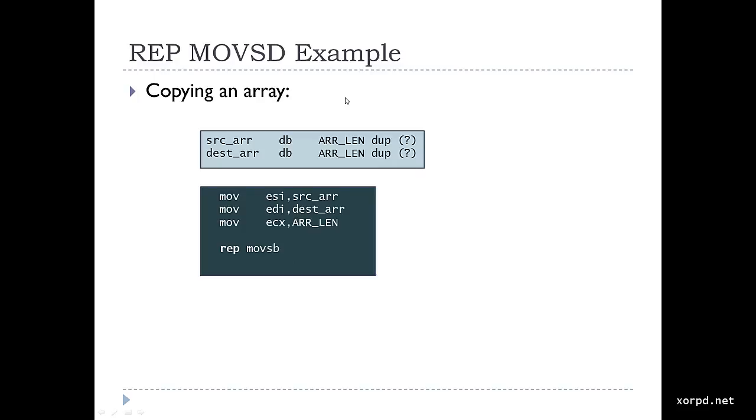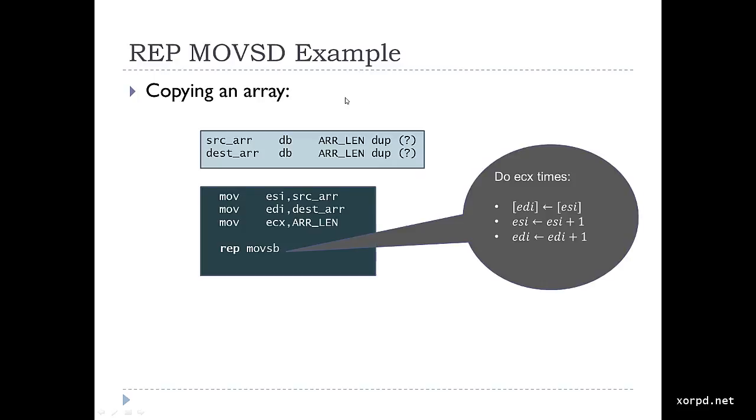Let's recall what is going to happen. We actually do, ECX times, copy one byte from ESI to EDI, and then we increase ESI and EDI exactly by one byte. I remind you that we assume here that the direction flag is of value 0. This is why ESI and EDI are increased and not decreased. This is the default case for the direction flag. We usually assume that the direction flag is of value 0.